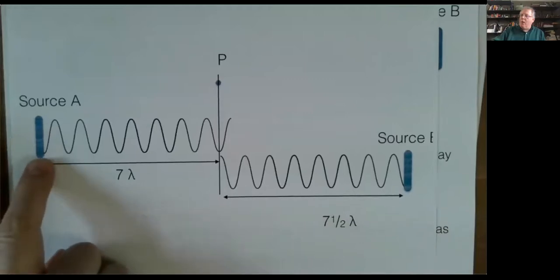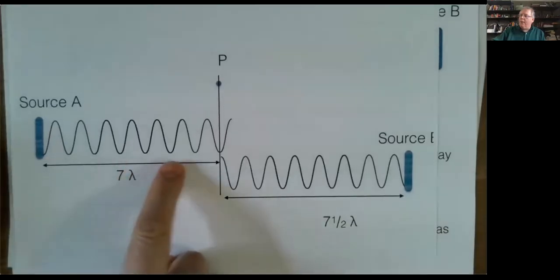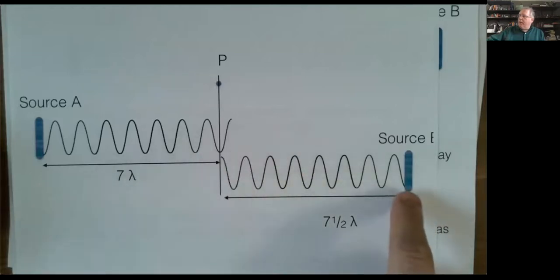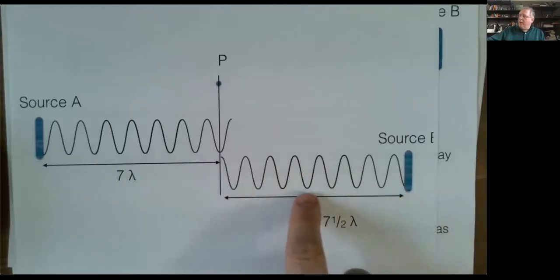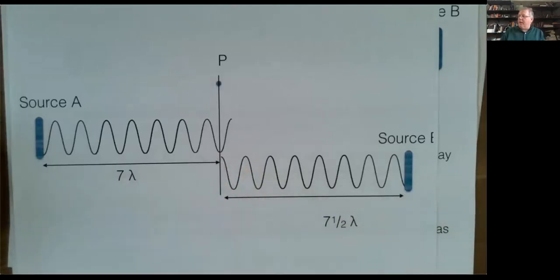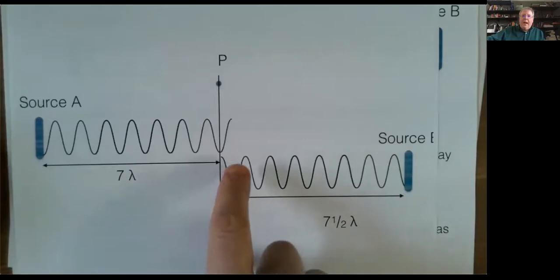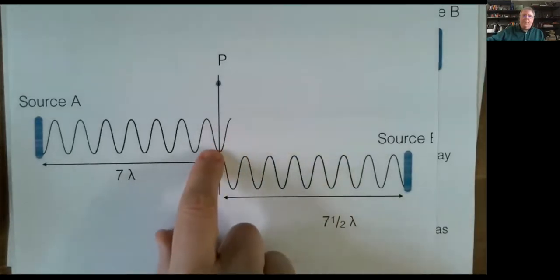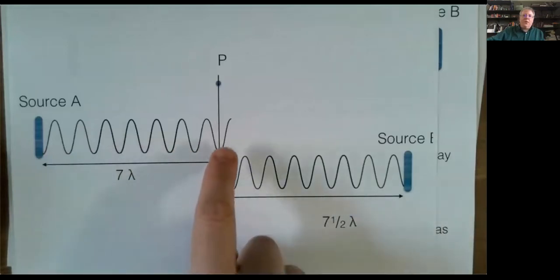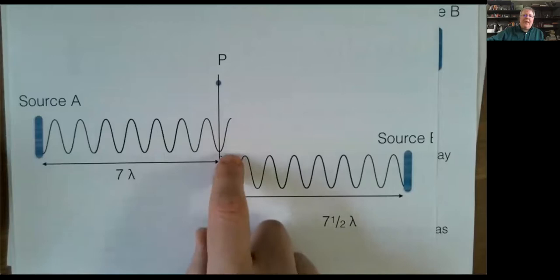But if I count 1, 2, 3, 4, 5, 6, 7, actually this is 8 wavelengths, and this would be 1, 2, 3, 4, 5, 6, 7 and a half. This is actually 8 and 7.5. I counted wrong. And so at this point right here, this one has traveled 8 wavelengths. This one's traveled 7.5, so he's traveled a little bit less far. So he's only gotten halfway through his cycle, so he's up while this one is down.